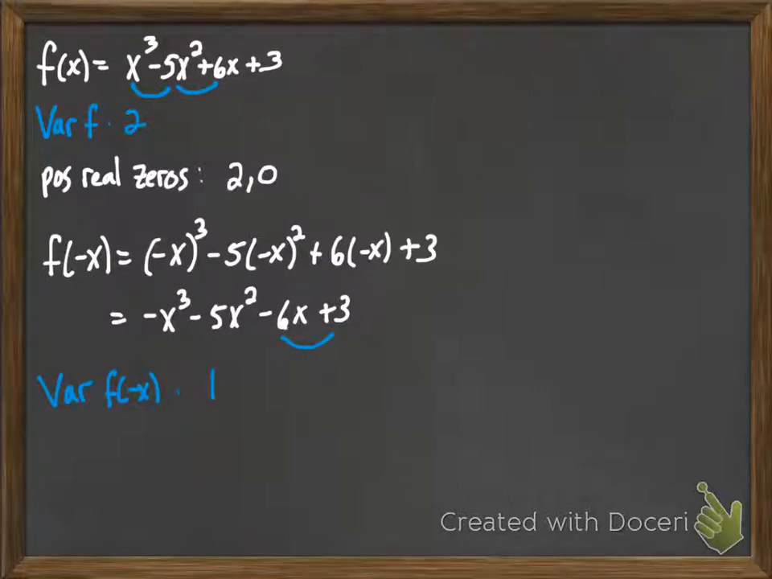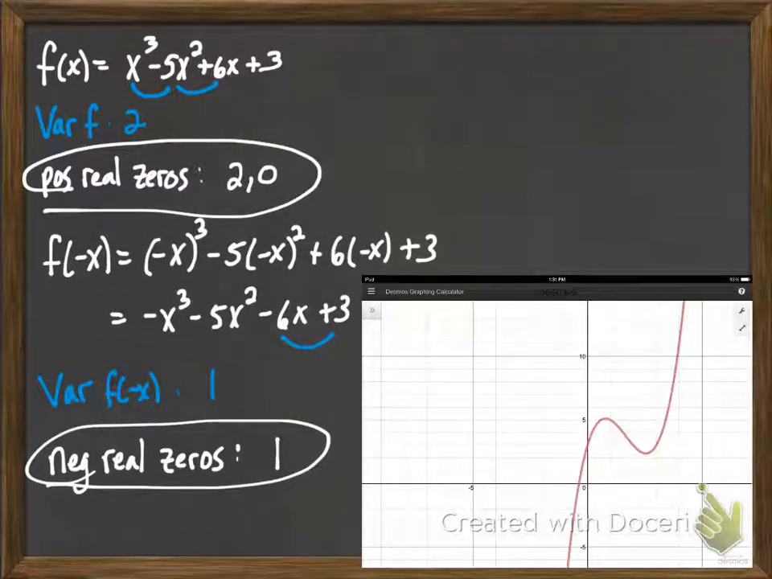And so we only have one variation in f of negative x. So the number of negative real zeros would be that number or less than it by an even number. Well, if you go less than that by an even number, you'd have negative 1. So negative 1 is not possible. So what this tells us is we guarantee that there's at least one real zero in this polynomial. At least one negative, and there may be two positive ones. If we look at the graph of the function, we can see that in this particular graph there's actually only the one negative one. It never crosses on the real side.